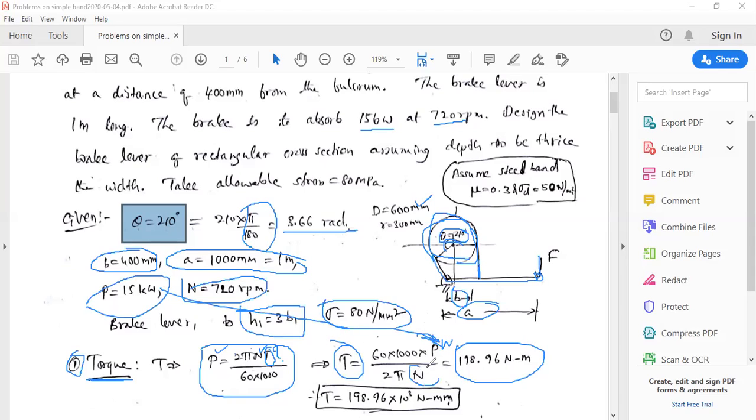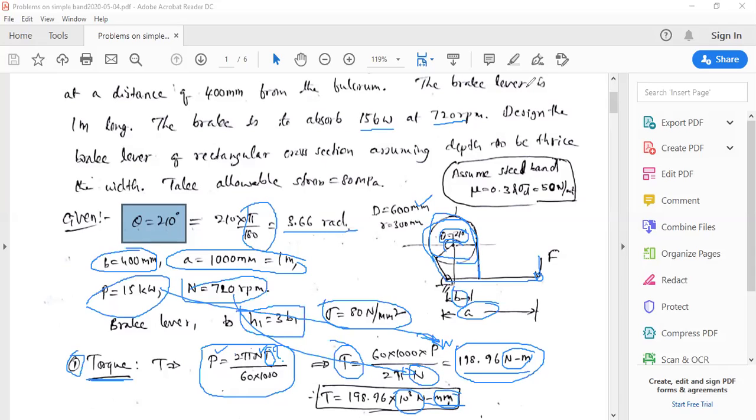And N value is RPM, and that is 720 RPM. So that also you have to use here. So these are the values to be substituted, and you will be getting the value in Newton meter. The Newton meter is to be converted into Newton mm by multiplying the obtained answer by 1000. So that torque value is 198.96 into 10 raised to 3 Newton mm.